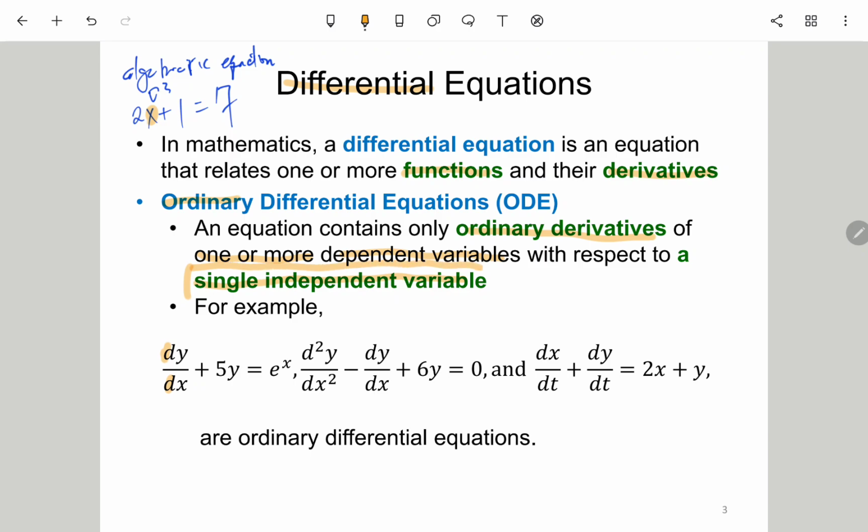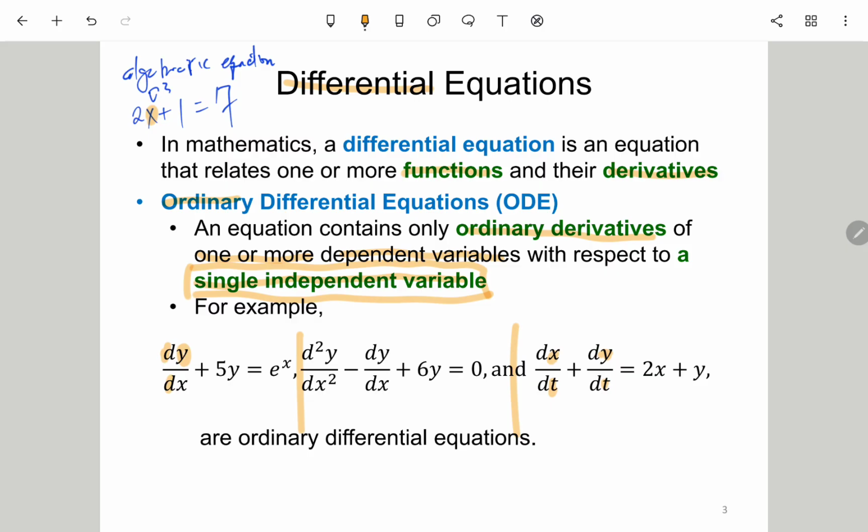So this is the most important part: you only have one single independent variable, which means that in this case, y is only a function of x, or maybe x and y are functions of t. Of course, they are different cases. So here are just 3 examples for you to consider.